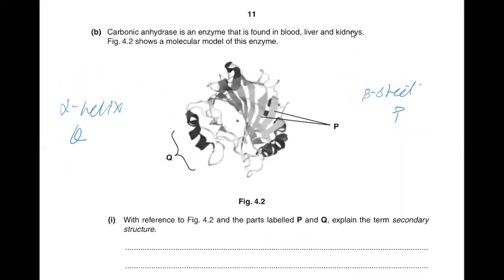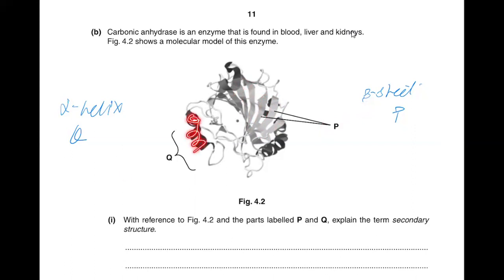They are mentioning that carbonic anhydrase is an enzyme found in blood, liver and the kidney, and they show a molecular model of this enzyme. So with reference to the structure parts labeled P and Q, explain the term secondary structure. In this, you can see the arrangement. These are the beta sheets. Beta sheets always look like these strands. You can see that they have mentioned arrows as well. One is going up, the other is coming down, then one is coming down, the other is going up, something like this. So these are all beta sheets. So P are beta sheets here, whereas Q are all alpha helices.